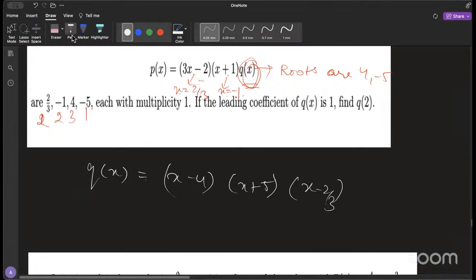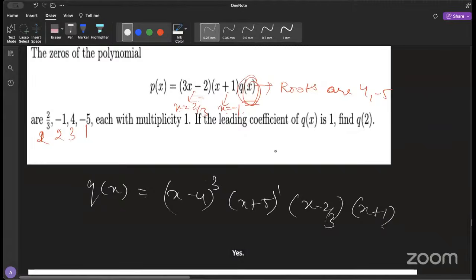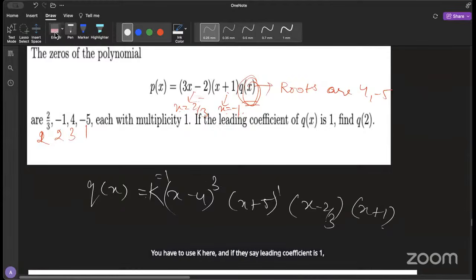Then (x + 1). For this one, again one multiplicity is consumed here, so you will have (x + 1). And then you will have (x - 4) to the power 3, cube, right, and (x + 5) to the power 1. That's it. That's how this is supposed to be done. And for the leading coefficient, you have to use k here. If they say the leading coefficient is 1, put k equals 1. If they say the leading coefficient is 7, then put k equals 7. Is that okay?